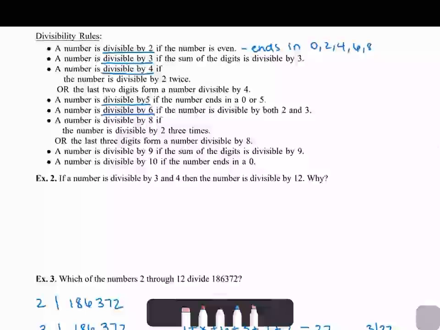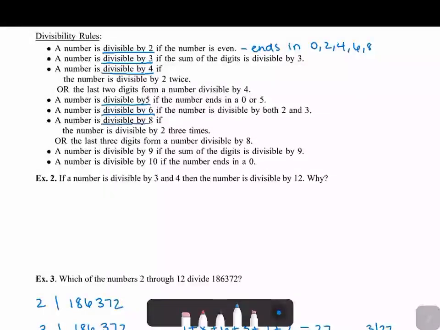Okay, so now we're at 8. A number is divisible by 8. So this one is going to look really similar to 4. Remember that a number is divisible by 4 if you can divide by 2 twice, because 4 is 2 times 2. So similarly, a number is divisible by 8 if you can divide by 2 3 times, because 8 is 2 times 2 times 2. Again, or the last 3 digits of a number form a number divisible by 8.